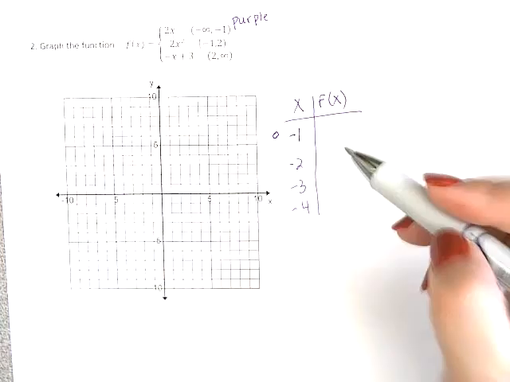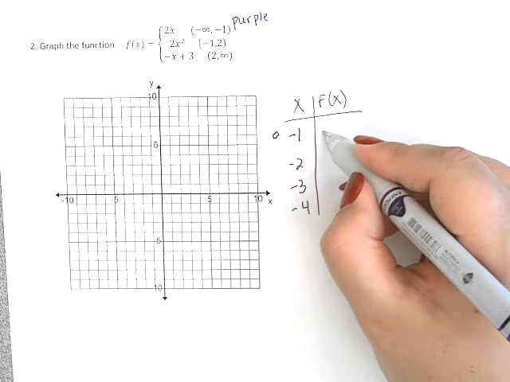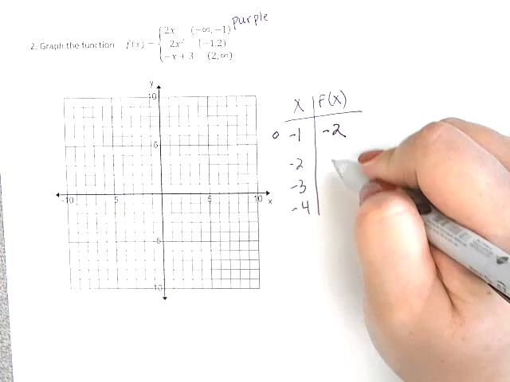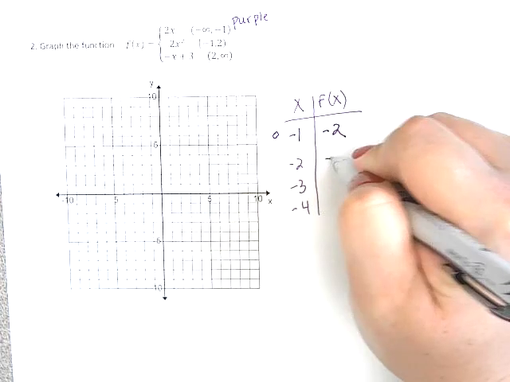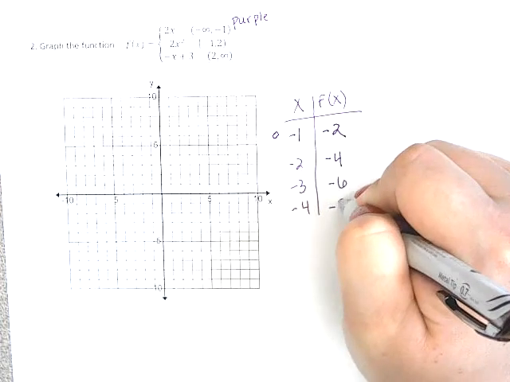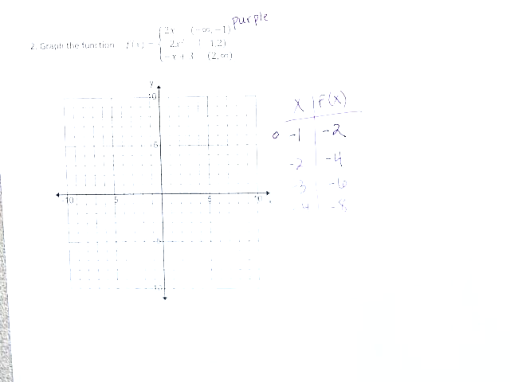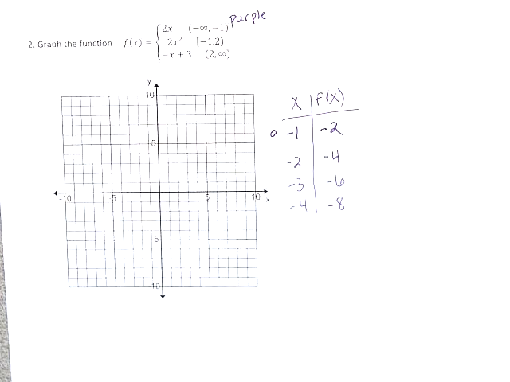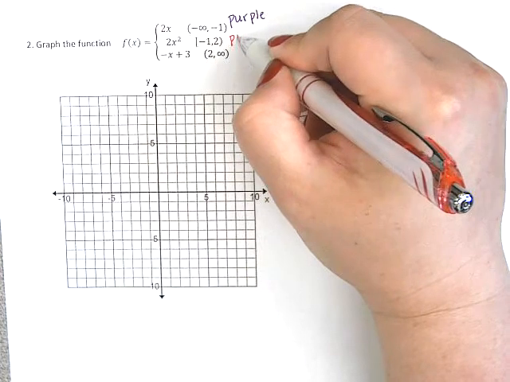If we plug in negative 1, that gives us 2 times negative 1, which is negative 2. 2 times negative 2 is negative 4. And then we have negative 6 and negative 8. And then let's go ahead and do the next one we're going to do in pink.